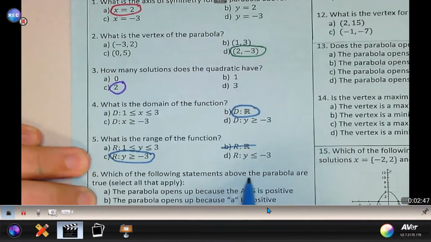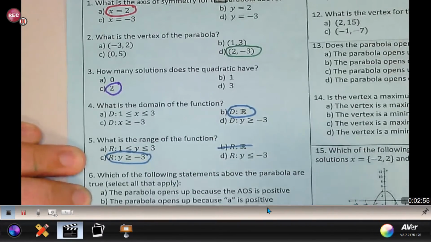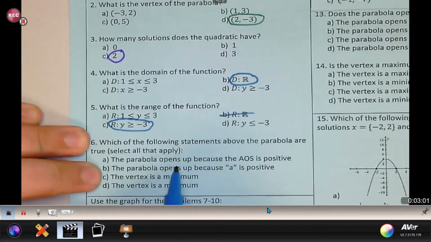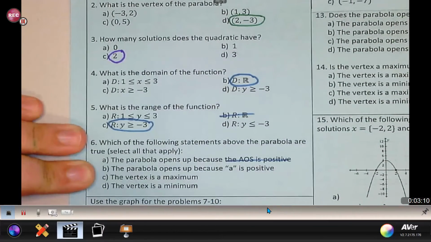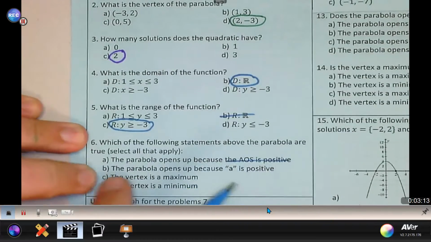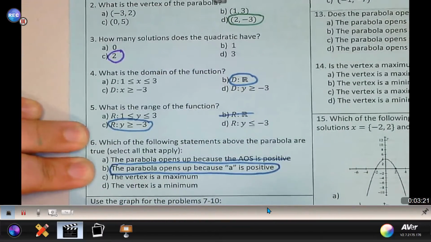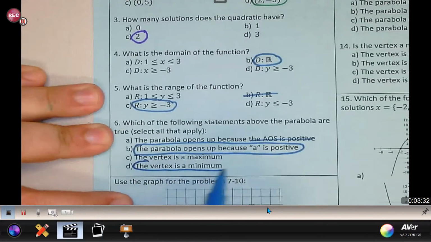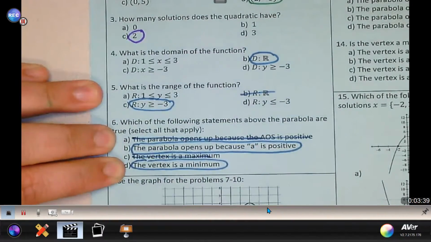Lastly, which of the following statements about the parabola are true? Select all that apply, so there could be more than one. It says the parabola opens up, that part is true. And it says because the axis of symmetry is positive. That is not true. The axis of symmetry has to do with where it's reflected. It does not have to do with whether it opens up or down. The parabola opens up because a is positive. That part is true because the a value tells you if it opens up or down. Then it says the vertex is the maximum, or the vertex is the minimum. Well, if you look up here, the vertex is at the bottom of this U or valley. That makes it a minimum. So those are your 2 answers. Not that one. Not that one.